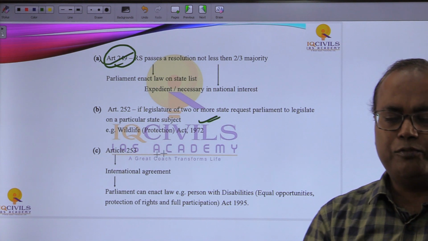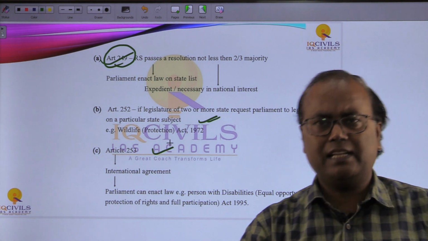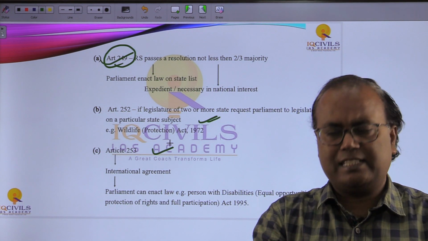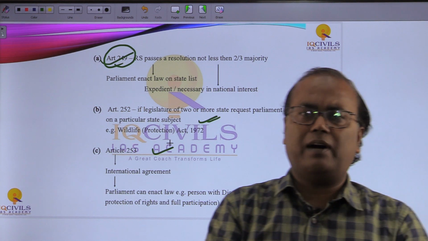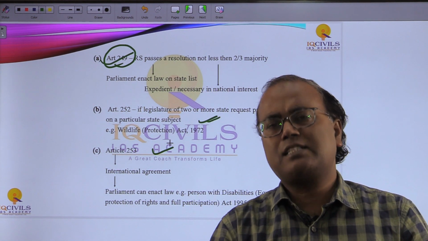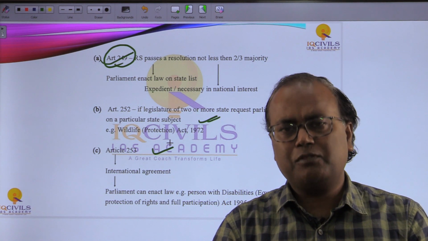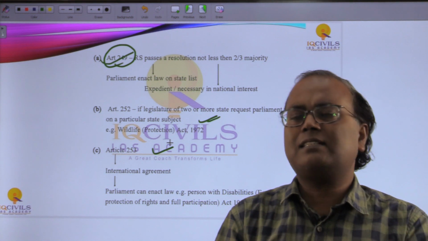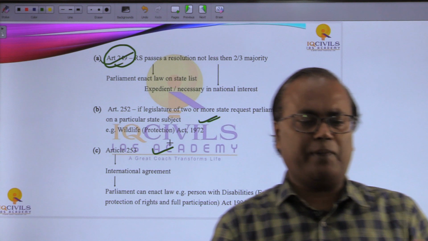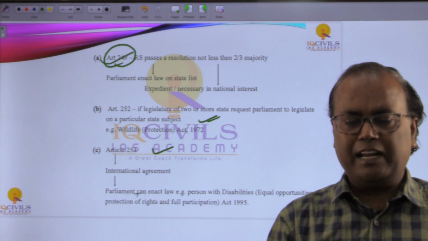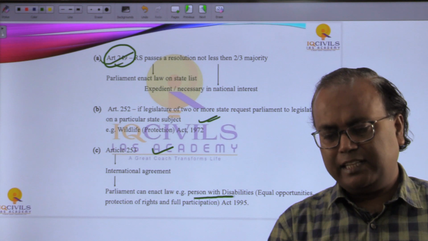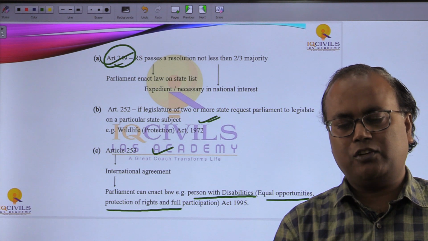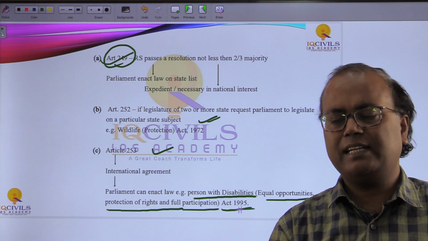Take the example of Article 253: if there is some international agreement and the center has to implement that international agreement, and for that purpose it requires enacting a law on a subject which is under the state list, Parliament can do so, although in general circumstances the state legislature would have such power. So, Parliament enacted the Persons with Disabilities (Equal Opportunities, Protection of Rights and Full Participation) Act, 1995.